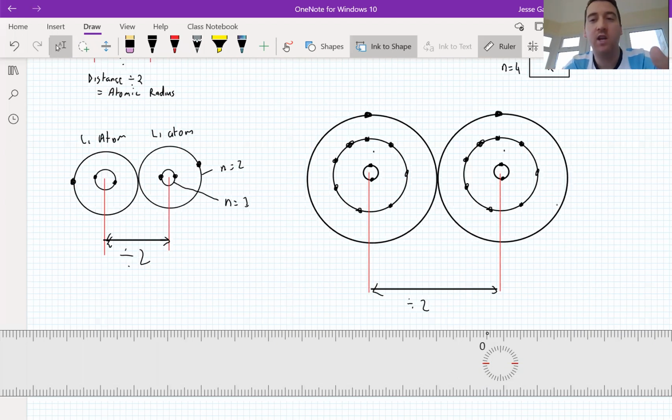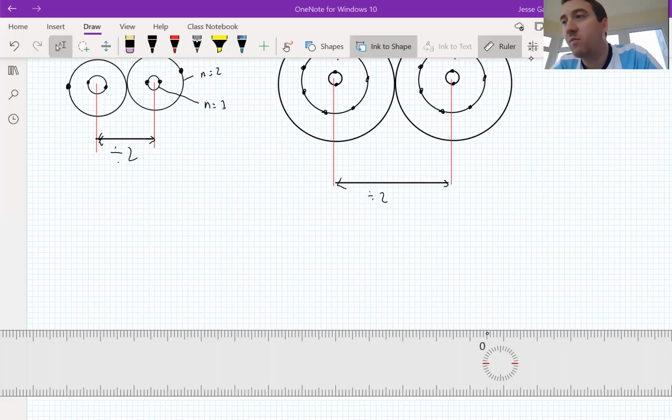If you add more energy levels, then you increase the atomic radius. So as you move down a group in the periodic table, you add more energy levels and the atoms get bigger. So that's the first thing that's going to cause the atomic radius to change, the number of energy levels.